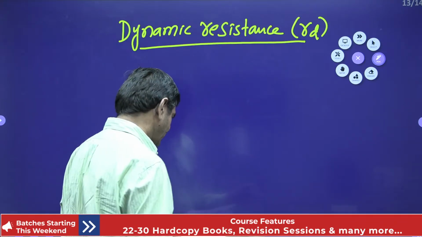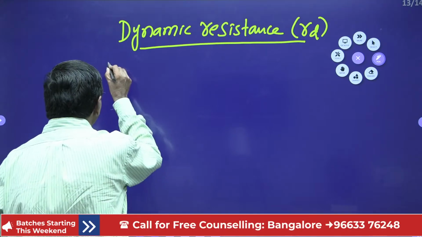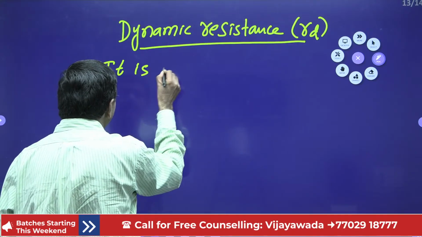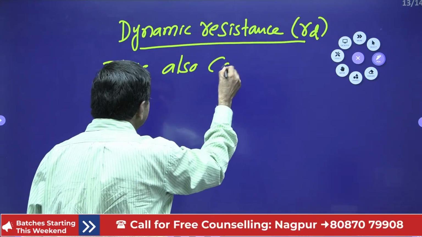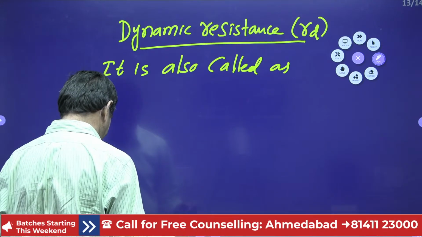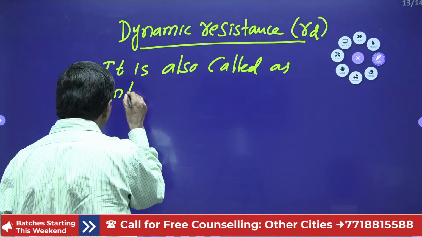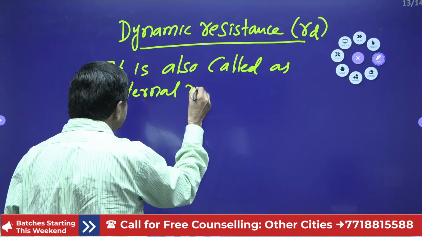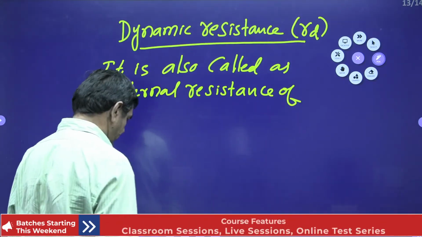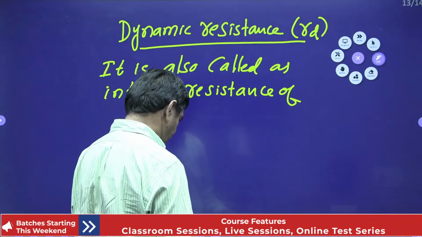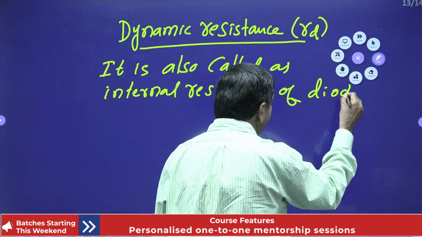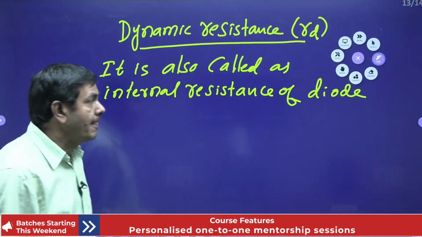Thus, we can write one point. It is also called the AC internal resistance of the diode. Internal resistance of the diode only, we can call it.